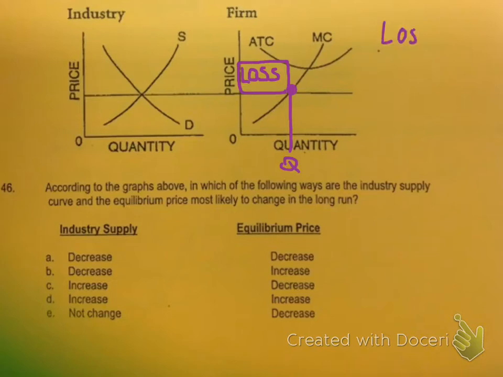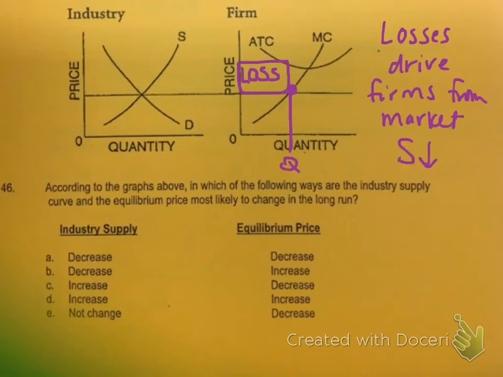So that means we are going to have a correction in the market, and that means we're going to have a decrease in supply. So our supply would decrease in the market, and here's our quantity, and here's our price. We have a decrease in supply, and the new price is going to be higher than the original one. So that means that B is your answer.